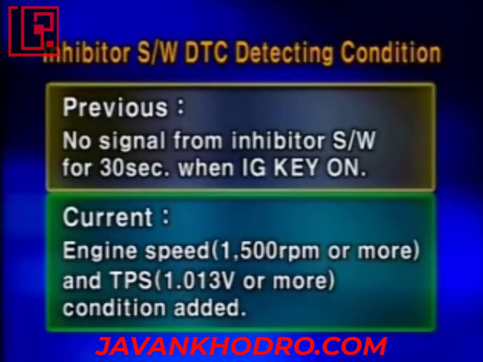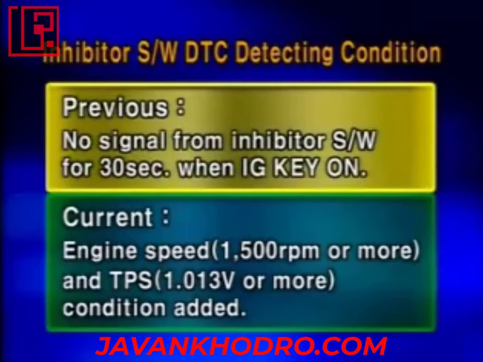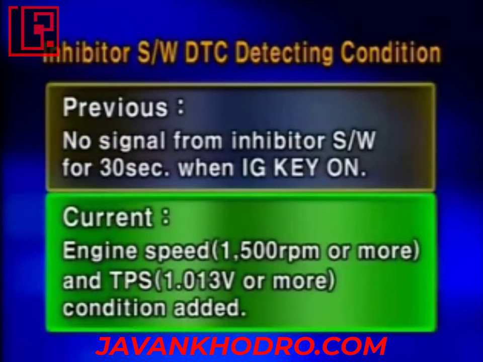The DTC detecting condition for the inhibitor switch is changed. In the conventional form, the error code is output when there is no signal for 30 seconds at the key on state. However, in the case of the Carnival, the error code is output when the engine RPM is 1500 RPM or more and the TPS is at 1.013 volts.